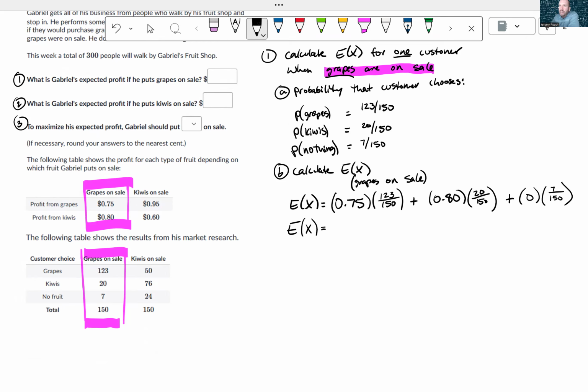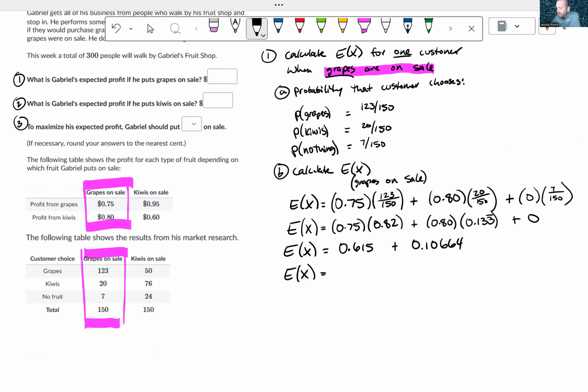Okay, so now we multiply all this out. You can rewrite it as a decimal. In fact, I'm going to do that just so we have everything in the same format. 0.82 plus 0.80 times 0.133 repeating, and that's just plus 0. Okay, so the expected value for grapes is 0.615 plus 0.10664.